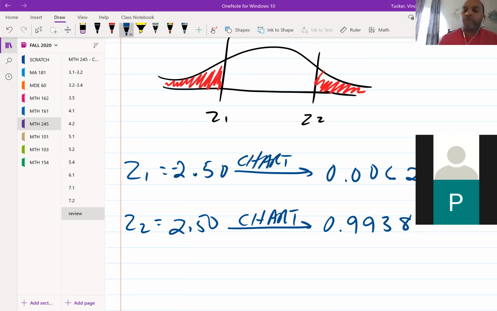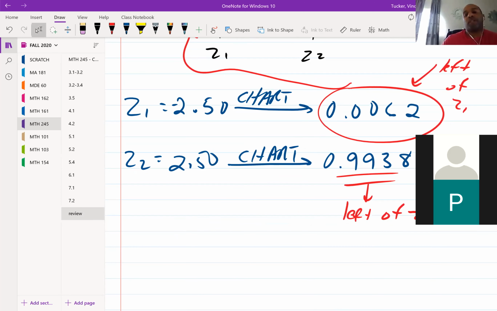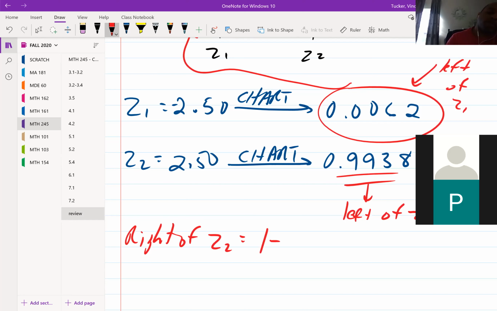All right. So now this 0.0062 does represent what's to the left of z1. That's what we need. Now this represents what's to the left of z2. Because remember, the chart always gives us what's to the left of. But remember, we want what's to the right of z2, not what's to the left of z2. So if I want to know what's to the right of z2, we need to subtract that value from 1. And that's what I have here.